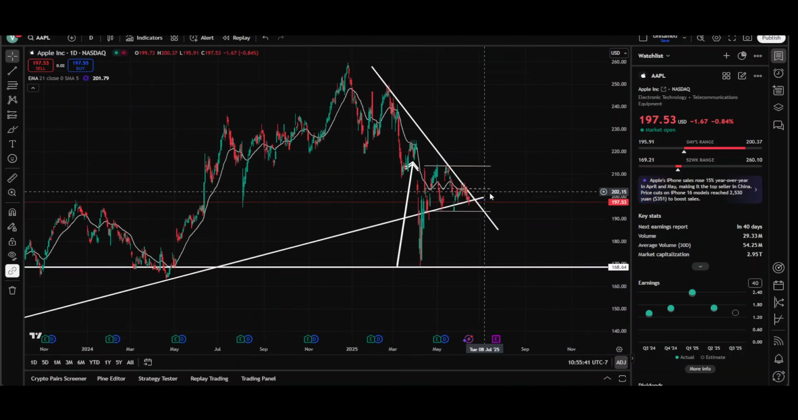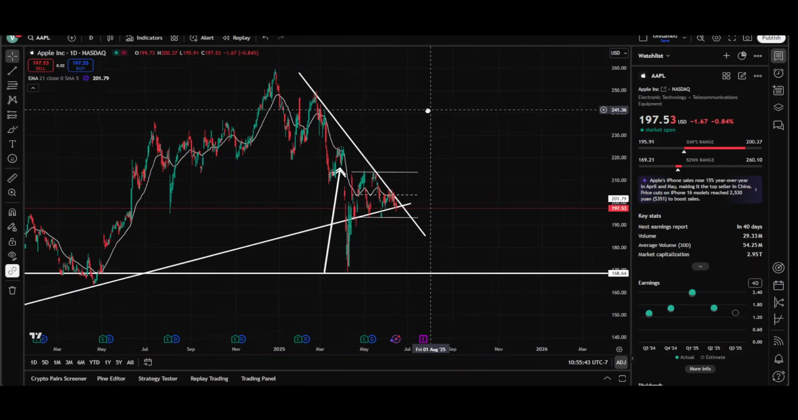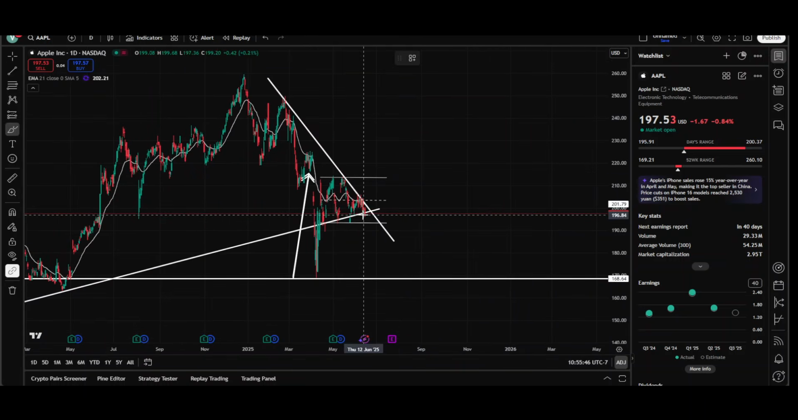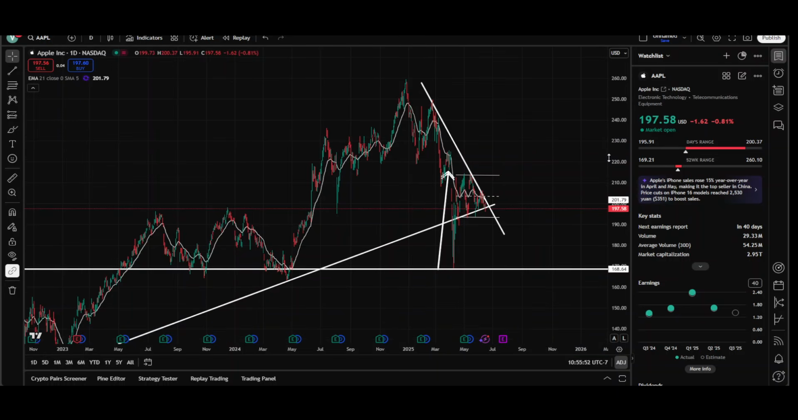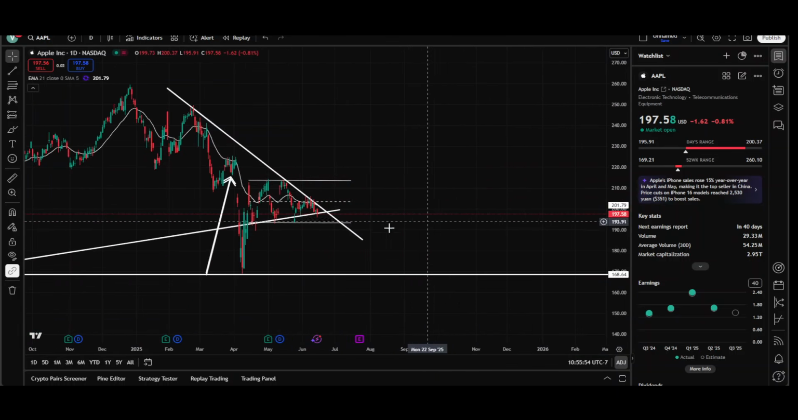So as of right now, it's favoring the downside, but it's at a converging pattern where it could also break out higher. I'm just saying that a breakout higher would be a lower probability with what I see on the chart as of right now. So that's everything I see on the daily chart for Apple.